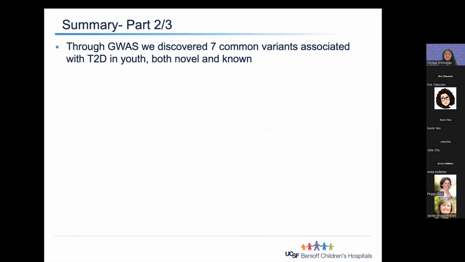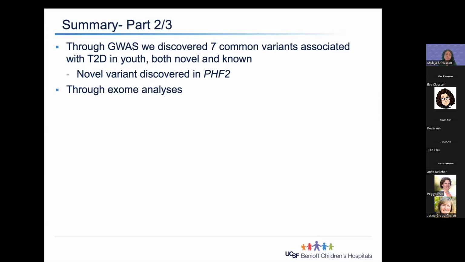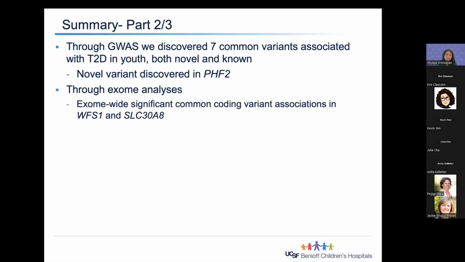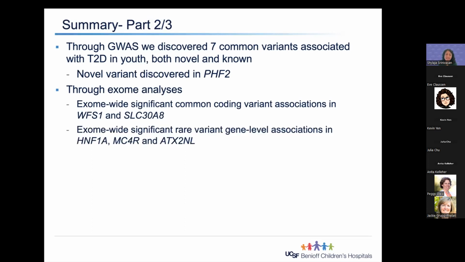So summarizing the genetics part of my talk, through GWAS, we discovered 7 common variants associated with type 2 diabetes in youth, both novel and known. The novel variant was discovered in PHF2. Through exome analysis, we found exome-wide significant common coding variant associations in WFS1 and SLC30A8, and then exome-wide significant rare variant gene level associations in HNF1A, MC4R, and ATX2 and L.